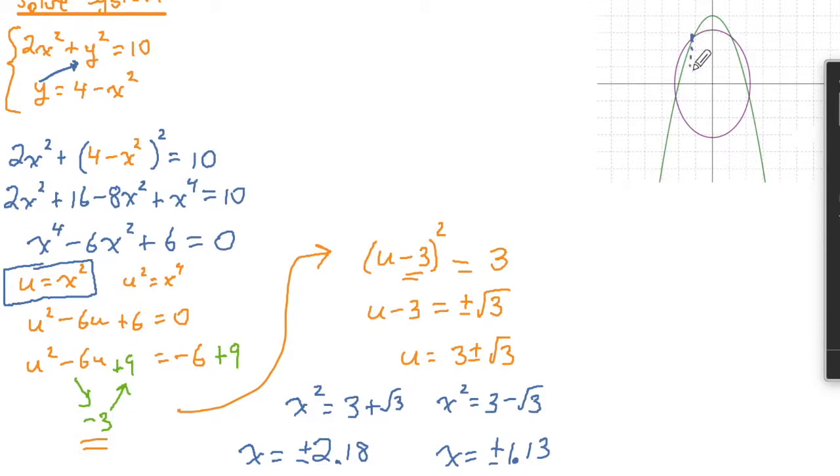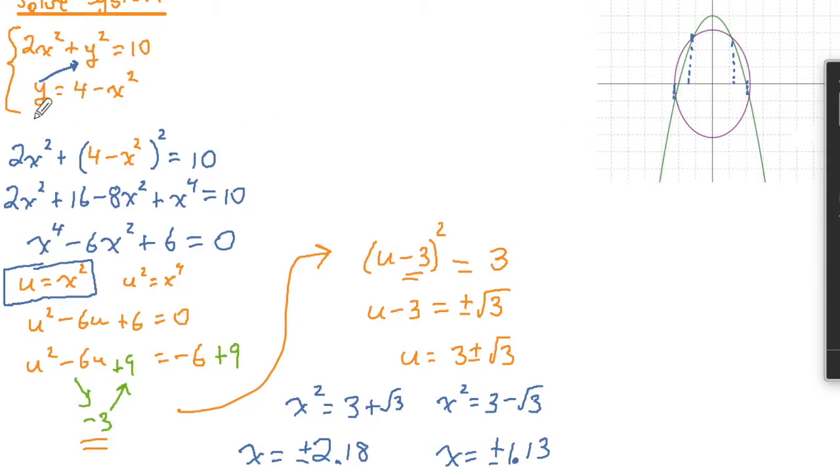This one here, someplace in between those two, and then this one here. So the larger ones are going to be this negative 2.18, so that must be these guys that are further away from the origin. And then the 1.13 will be these guys here, which are closer to the origin. Now we just have to figure out what the y value is equal to.